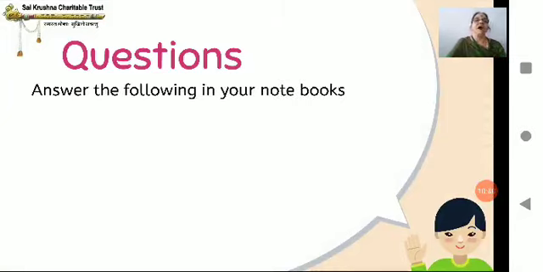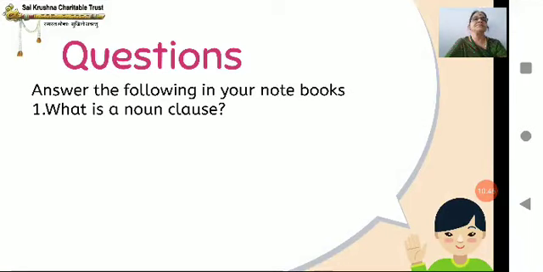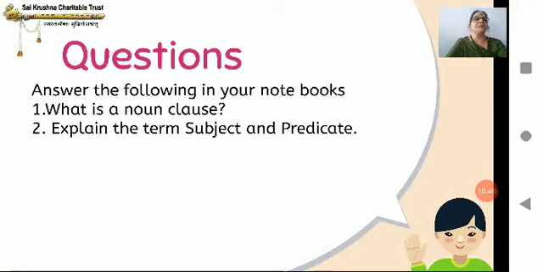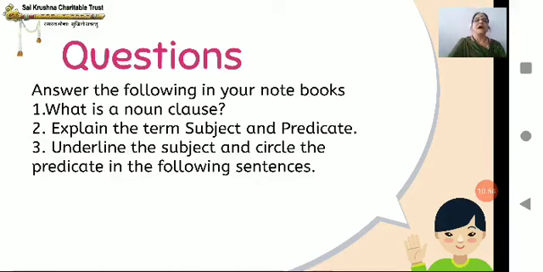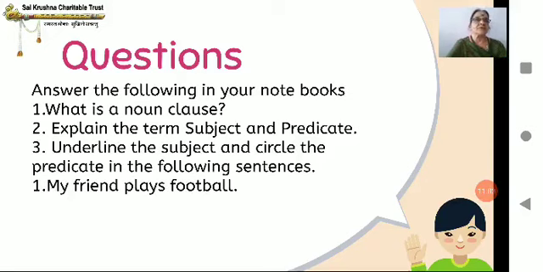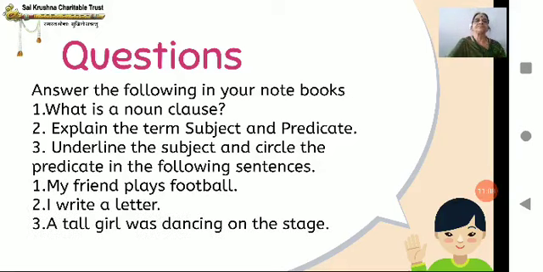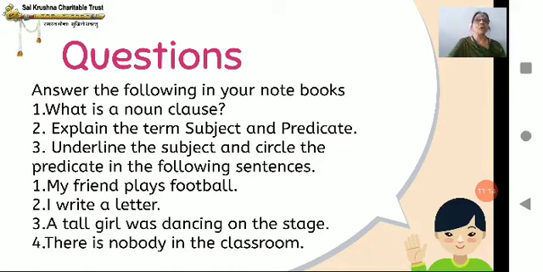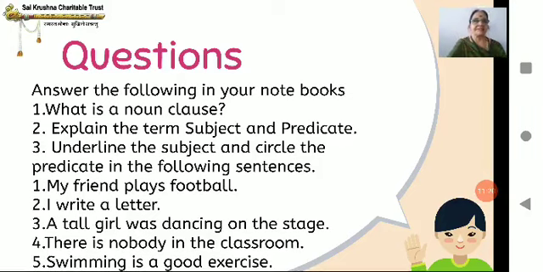Questions. Answer the following in your notebooks. What is a noun clause? Explain the terms subject and predicate. Underline the subject and circle the predicate in the following sentences. My friend plays football. I write a letter. A tall girl was dancing on the stage. There is nobody in the classroom. Swimming is a good exercise.